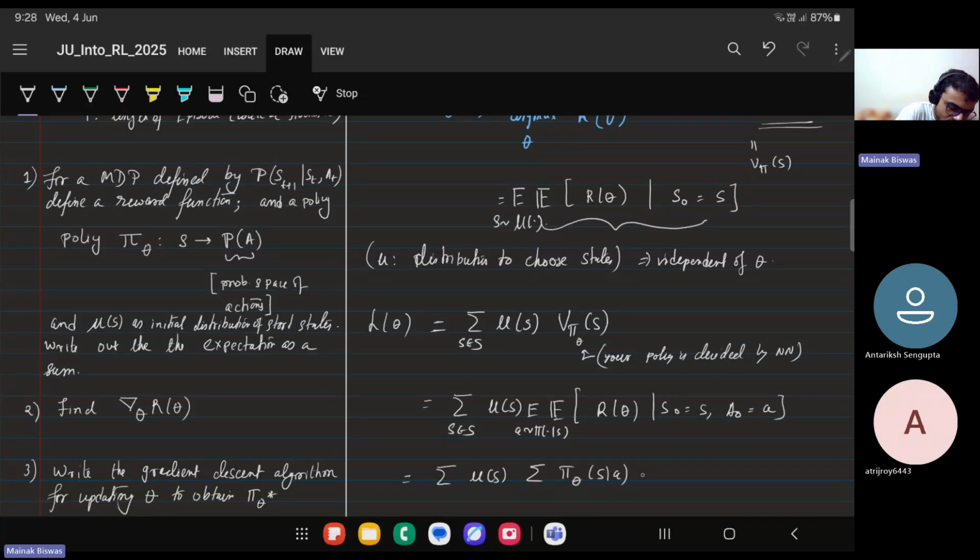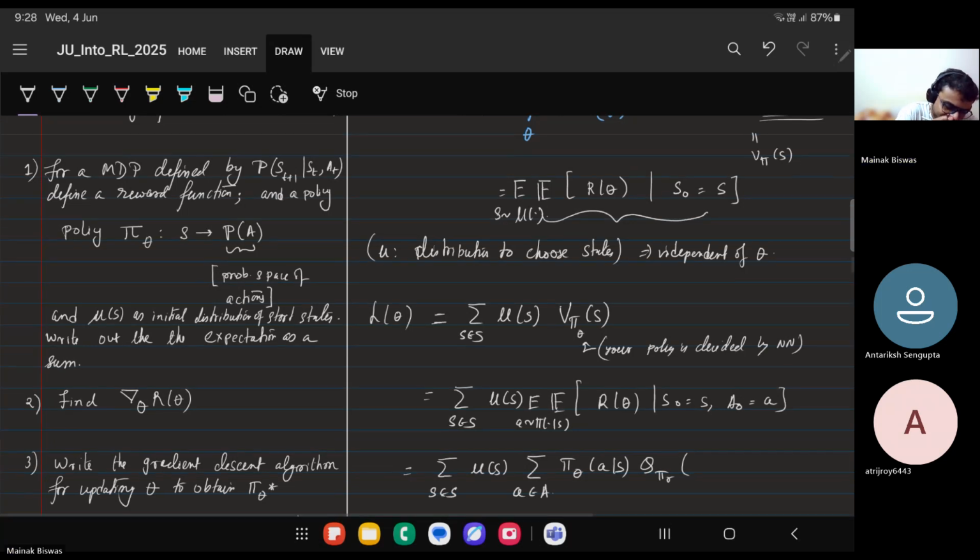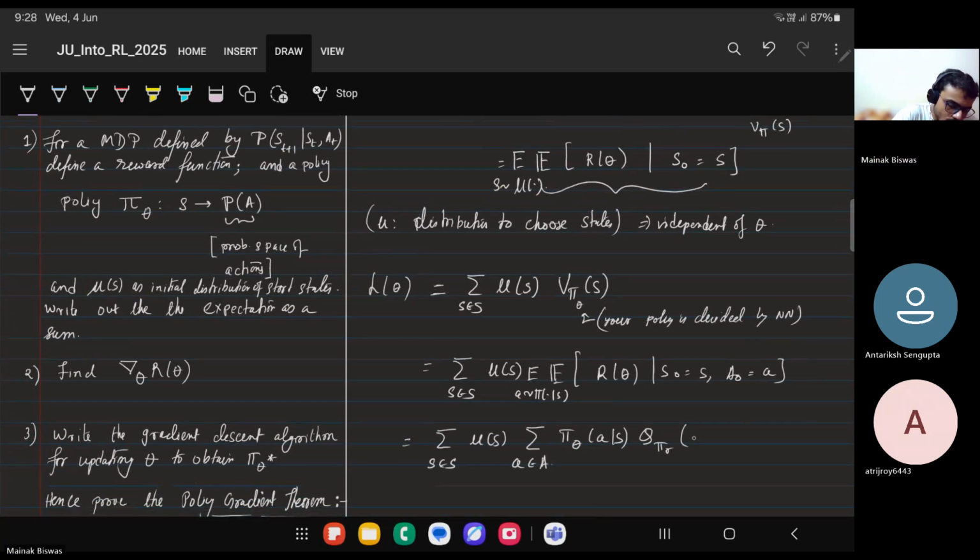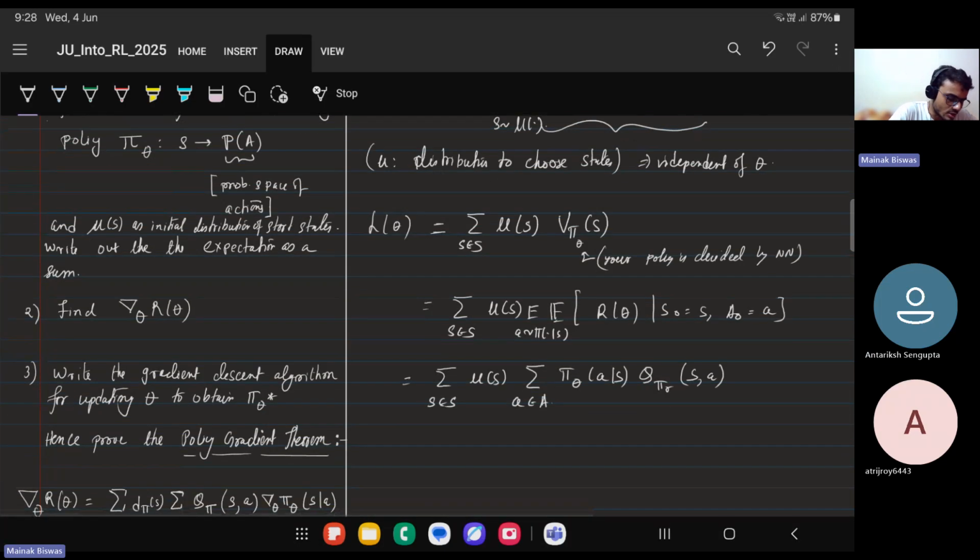This is the first class of our classes. Sorry, I wrote the opposite: A given S, A belongs to A, S belongs to S. Correct? Agreed? Very good. So now I know my objective in terms of theta. I know my objective. Halfway done.